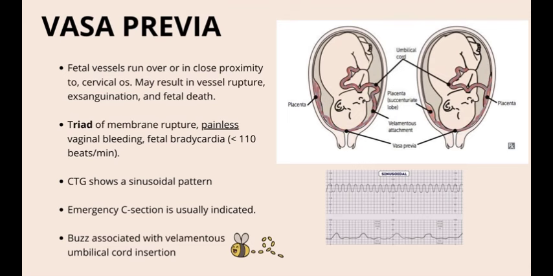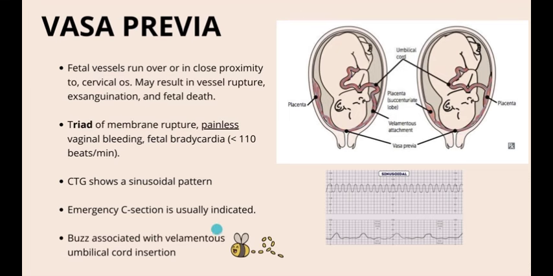An emergency C-section is usually indicated. And in addition, this is usually associated with a velamentous umbilical cord insertion, and that is when the cord inserts into the chorioamniotic membrane rather than the actual placenta. And because the vessels travel through the membranes, they are unprotected by the Wharton's jelly of the cord.